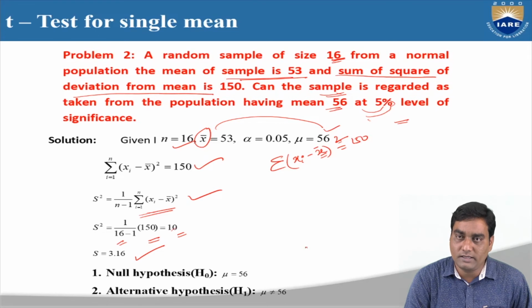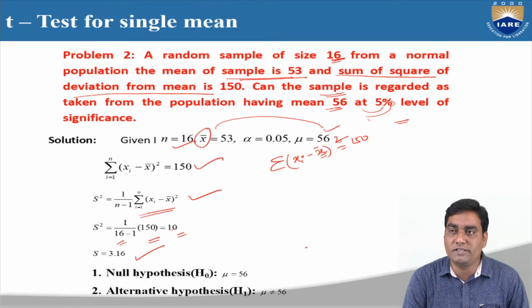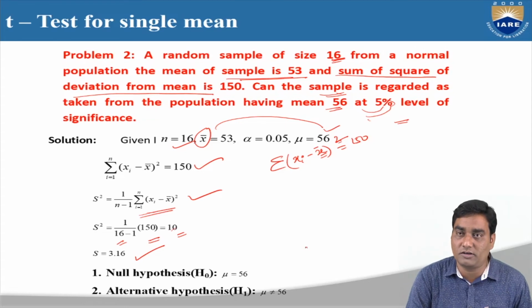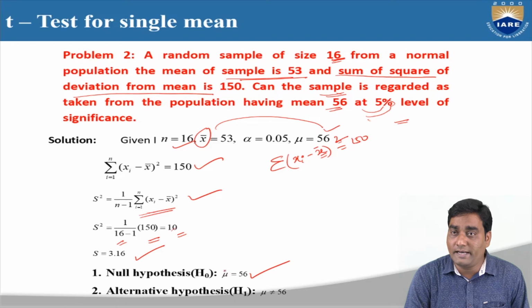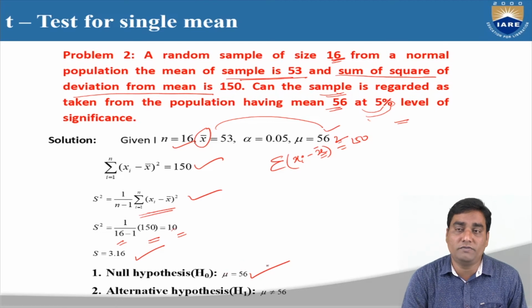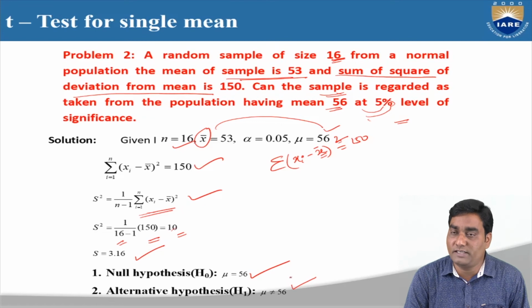So step 1 is null hypothesis. What is null hypothesis? Assume that the given statement is true. What statement is given in the question? Can that sample come from the population or not? We are going to assume yes, the sample came from the population. So that statement I take as mu equal to 56. This means the given sample is taken from the population with the mean mu equal to 56. And the alternative hypothesis: no, the sample is not taken from the population with the mean 56. This is against the null hypothesis. These two hypotheses are just our assumptions only.